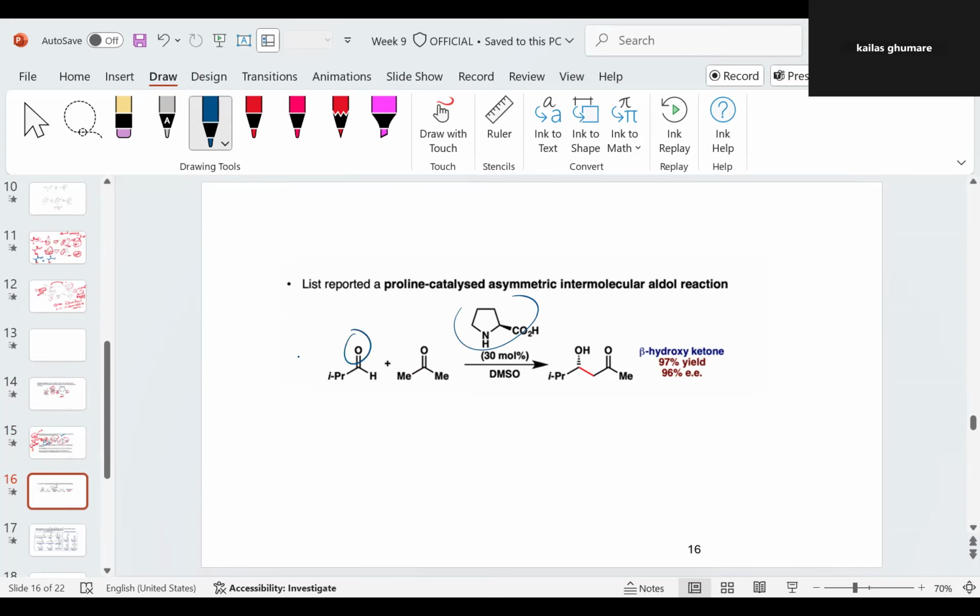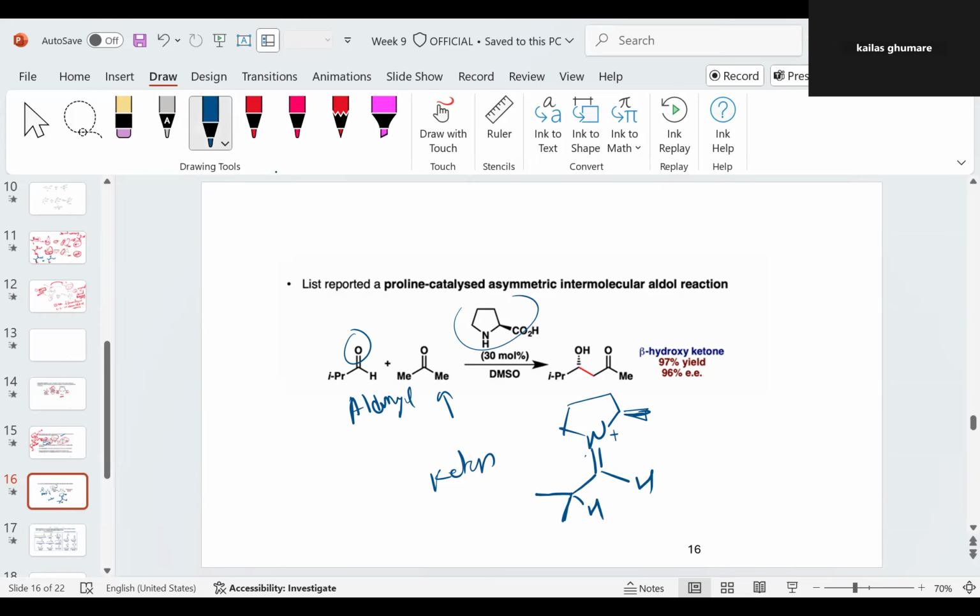So if you look at the reactivity, this is the aldehyde, right? And another one is the ketone. So this aldehyde is more reactive towards this imine. So that's why it forms such an enolate, right? So the iminium ion. So there will be, and upon abstraction of the proton, which is here.